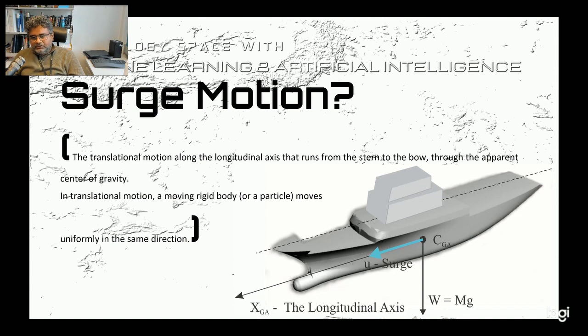So the first term we're going to introduce under translational motion would be surge motion. Surge motion can be defined as the translational motion along the longitudinal axis that runs from stern to bow through the apparent center of gravity. In this figure, I am representing XGA as the longitudinal axis and the surge motion as u. And the apparent center of gravity is represented by CGA for this vessel.